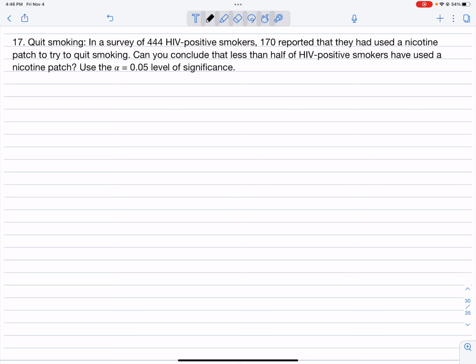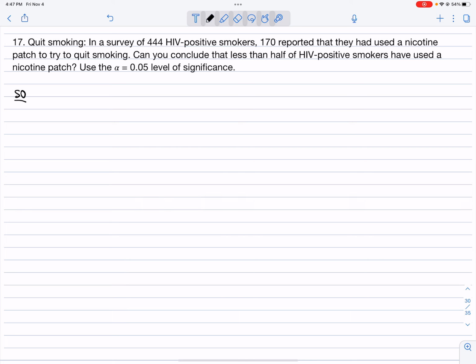Problem number 17 in section 9.4. Quit smoking. In a survey of 444 HIV positive smokers, 170 reported that they had used a nicotine patch to try to quit smoking. Can you conclude that less than half of HIV positive smokers have used a nicotine patch, at the alpha 0.05 level of significance?